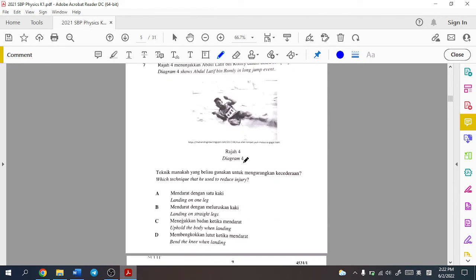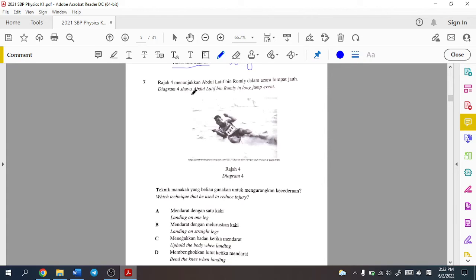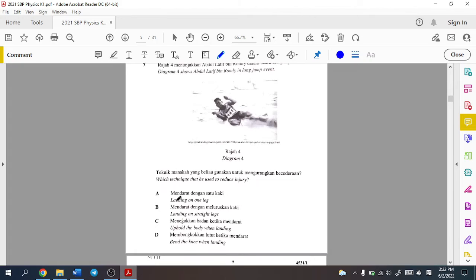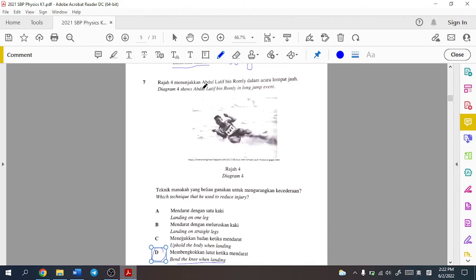B is the answer. Diagram 4 shows an athlete in a long jump event. Which technique did he use to reduce injury? The answer should be bend the knee when landing. For this question, you need to understand the concept of impulsive force.